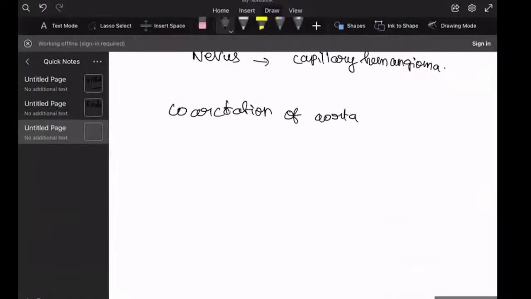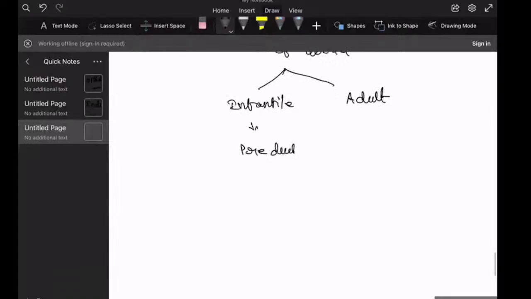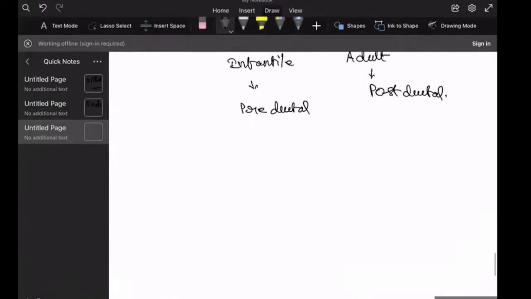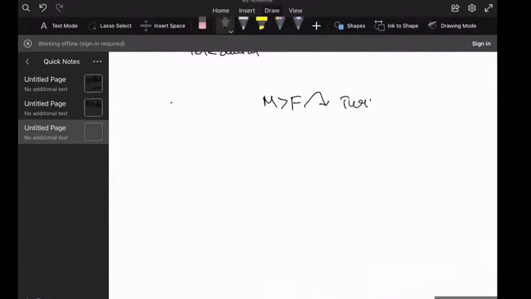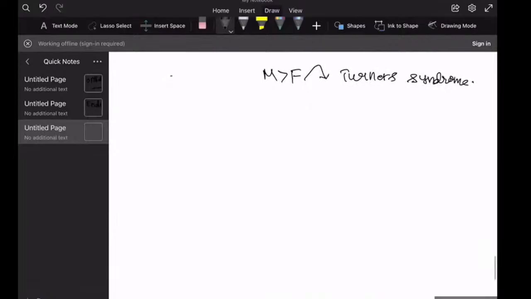In pediatric, infantile cases, the coarctation usually happens in the preductal area. In adults, it is postductal. Usually, in both pediatric and adult, male is more common than female. Think about Turner syndrome. There is inferior rib notching.